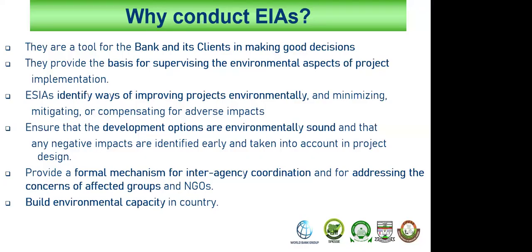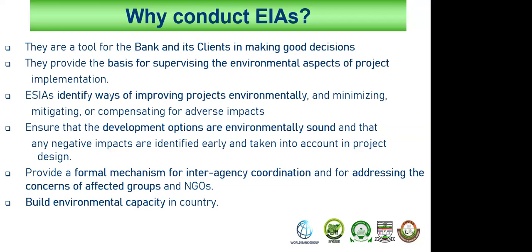Once you know the impact, you know the mitigating measure. The mitigating measure can have alternatives. If we cannot mitigate comprehensively, you can compensate to make amends for the adverse impacts that occur as a result of the project. So you can either minimize, mitigate, or compensate. That should be part of the assessment to be carried out and documented as well. EIAs also ensure that the options of development are environmentally sound, so that all negative impacts are initially identified and taken into account in designing the project.